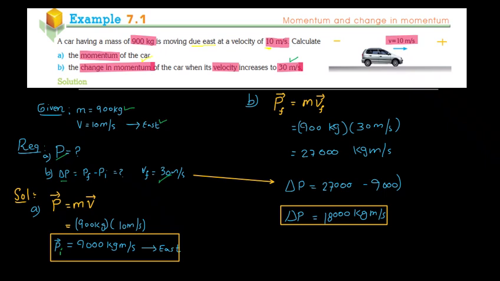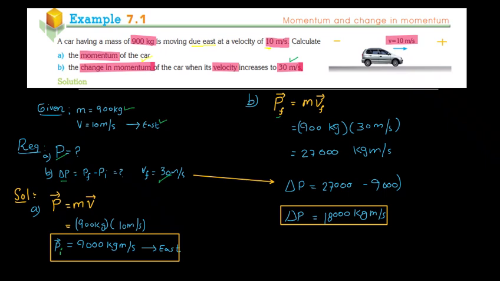As the velocity is toward east, the momentum is also toward the east because both are vectors and both have the same direction. Now come to part B, and in part B, the final momentum is m times Vf. The mass of the car is the same, 900. Just the final velocity is 30 meter per second. So we put 30 meter per second, and we will get 27,000 kilogram meter per second, which is the final momentum.